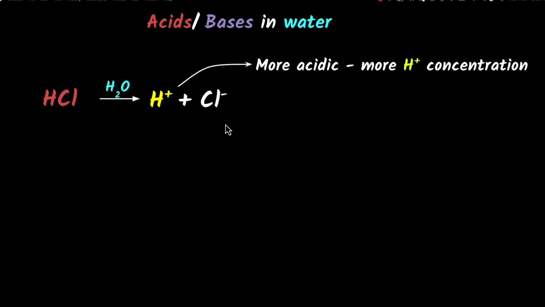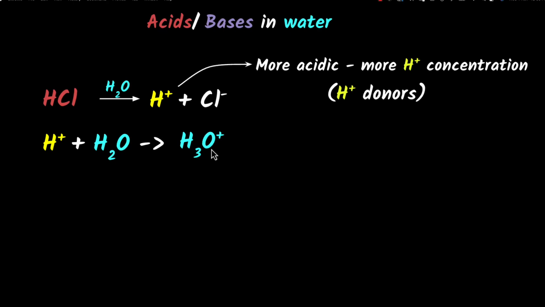And this is the reason why we say that acids are H+ donors, because when they dissociate, they give you H+ ions. Now, these H+ ions can further combine with H2O to give you what we call hydronium ions. You get H3O+. And so when you put acids in water, you can either have H+ ions or you can have them in the form of hydronium ions. Any of them will work. But that's what acids do in water.